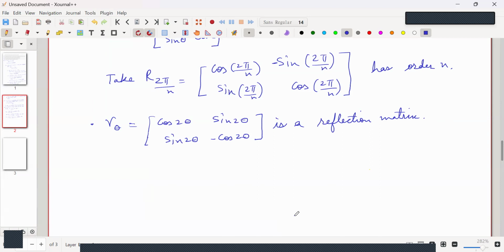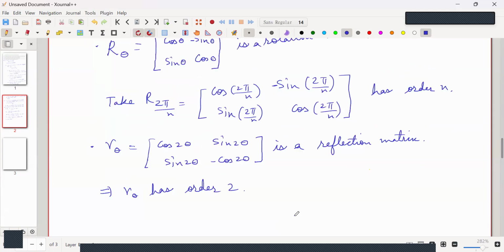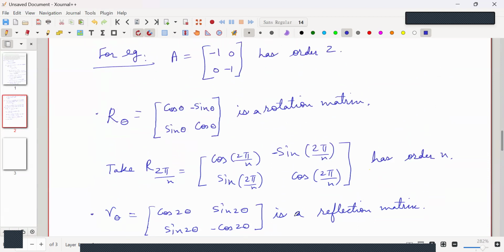Okay, sir. So clearly this has order 2. If you take the square, then this will be cos square 2 theta plus sin square 2 theta, that is 1. And this part will vanish. Here it will be 0, here it is 0, and here you will get 1. So this has order 2, and all these rotation and reflection matrices are depending on the parameter theta. So there are infinitely many of them, and in fact there are uncountably many, because theta here belongs to R.